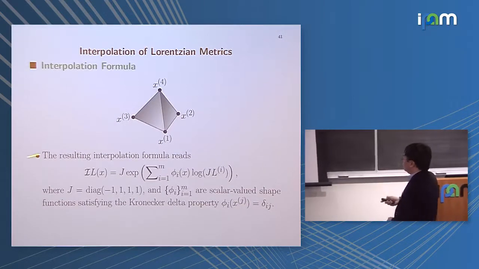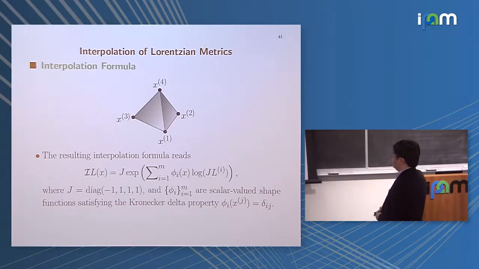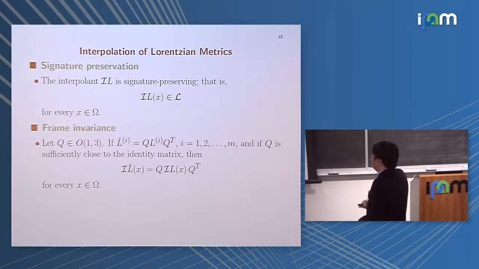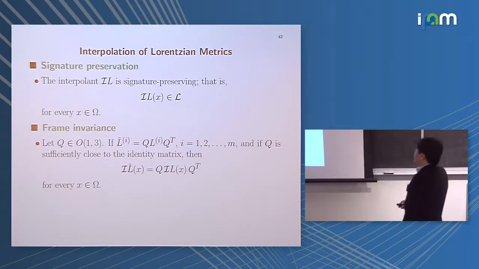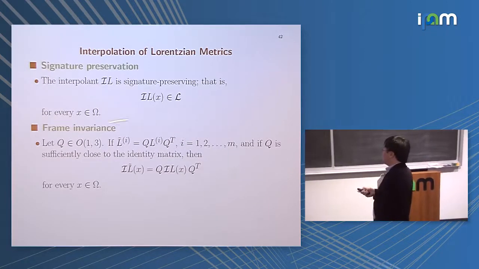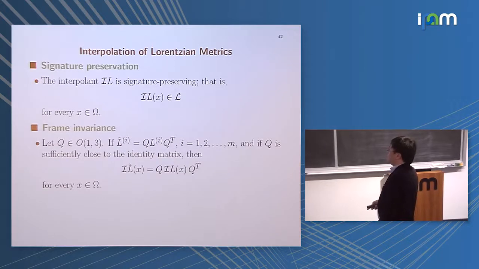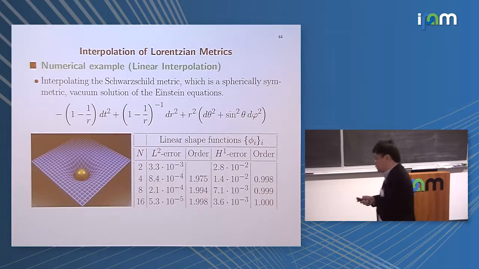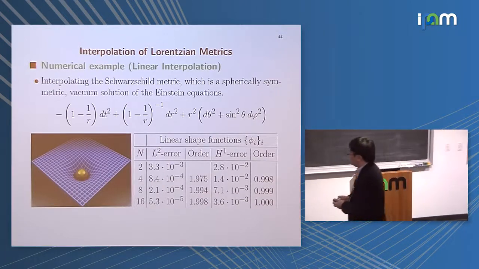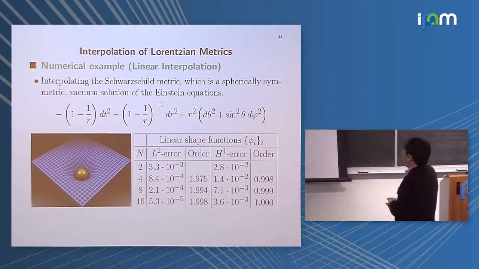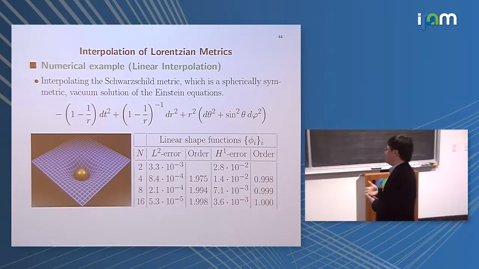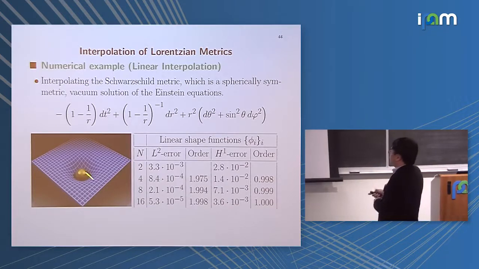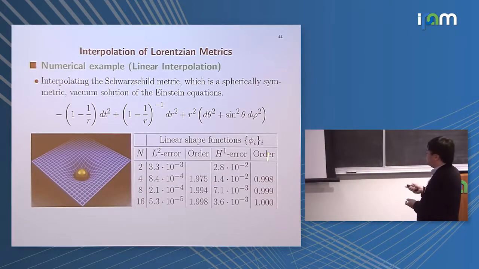And when you do that, you end up with an interpolation formula which looks like this. Okay, and it has nice properties. It's signature preserving, so in particular, if you give it Lorentzian metric valued data, it will stay Lorentzian metric valued. It has this frame invariance or group equivariance property. We haven't yet combined all these pieces together to construct a discretization of GR, but as a proof of concept, we've applied the interpolant to interpolate the Schwarzschild metric, and you can show that it has the right rates of convergence.